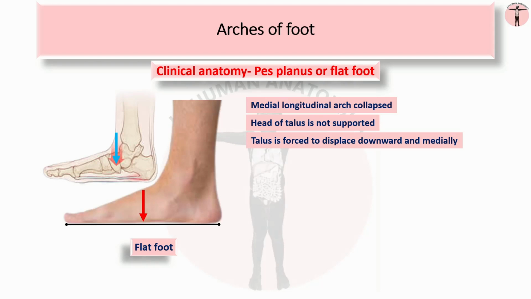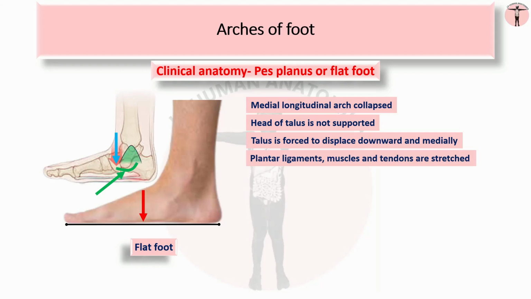When the deformity has existed for some time, the plantar calcaneonavicular and the medial ligaments of the ankle joint become permanently stretched and the bones change their shape. The muscles and tendons are also permanently stretched. The causes of flat foot are both congenital and acquired.